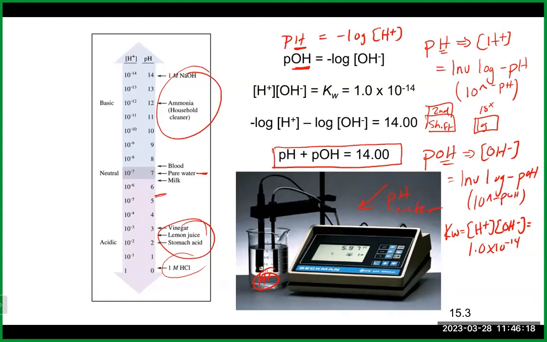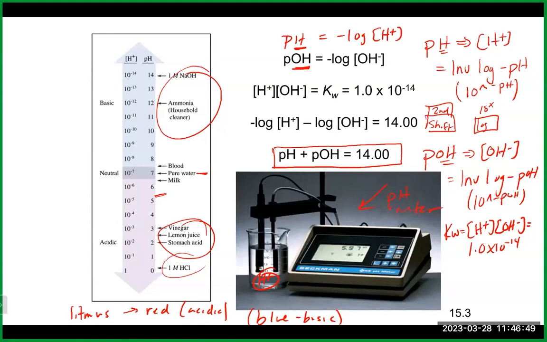We also use litmus paper sometimes. It doesn't give us an actual value for pH, but we do use litmus paper to tell us if it's acidic or basic. A reminder that if litmus paper turns red, it's acidic, and if litmus paper turns blue, it is basic. So again, it doesn't give you a pH value, but it will give you an idea as to whether your solution is acidic or basic.